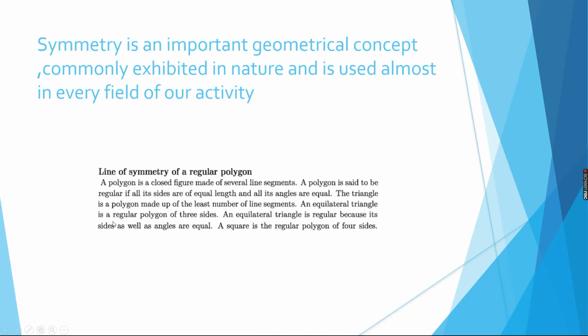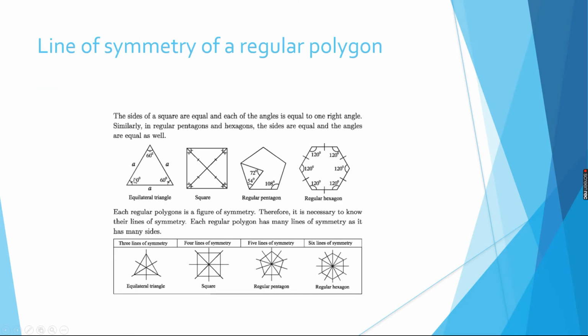An equilateral triangle is a regular polygon of three sides. An equilateral triangle is regular because its sides as well as angles are equal. A square is the regular polygon of four sides. Okay. So here you can see the picture of a regular polygon. This one is an equilateral triangle, and here all the sides have equal length. If this one is 5 centimeter, this should also be 5 centimeter, and this one will also be 5 centimeter. And now here you can see that all the angles are 60 degrees.